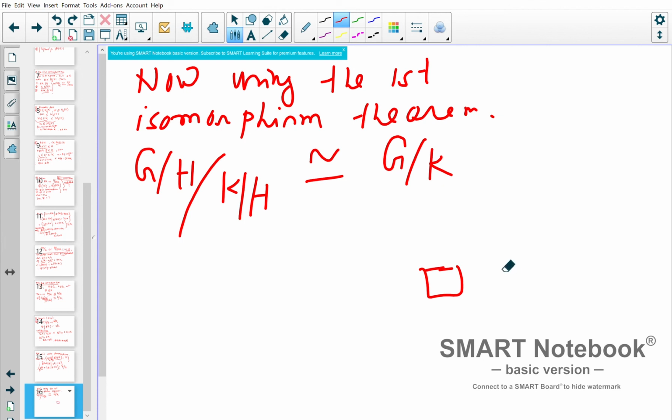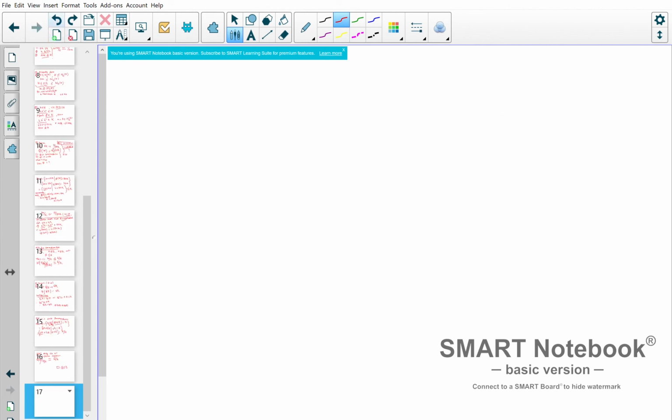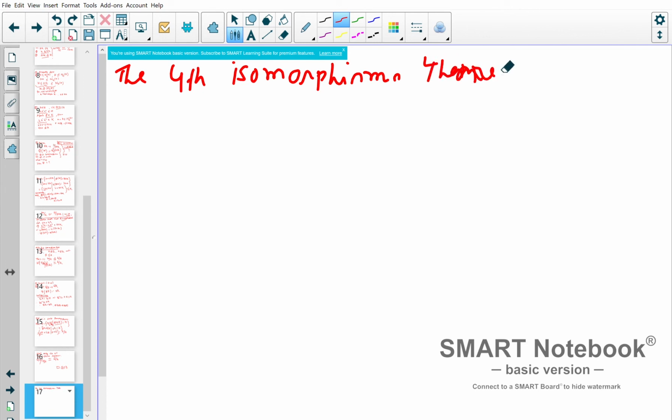And see, when I am not writing something, I am saying that it is homework, and I expect that you will do that homework at your home. And now, last but not the least, this is called the fourth isomorphism theorem, or it has a very nice name, the correspondence theorem.